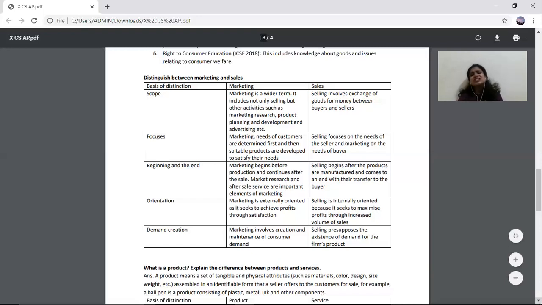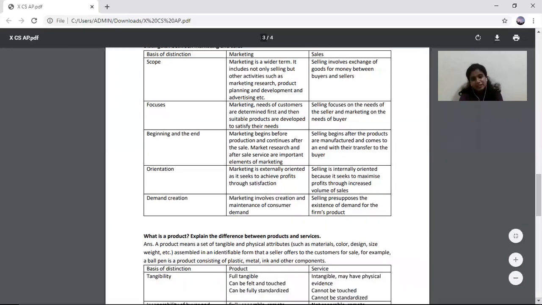Also remember, students, each new main question must be on a new page, right? So this is a new question, that is question number 4, right? So you'll take it on a new page, write the question number, write the sub-question, question 4A. What is a product, and explain the difference between products and services.